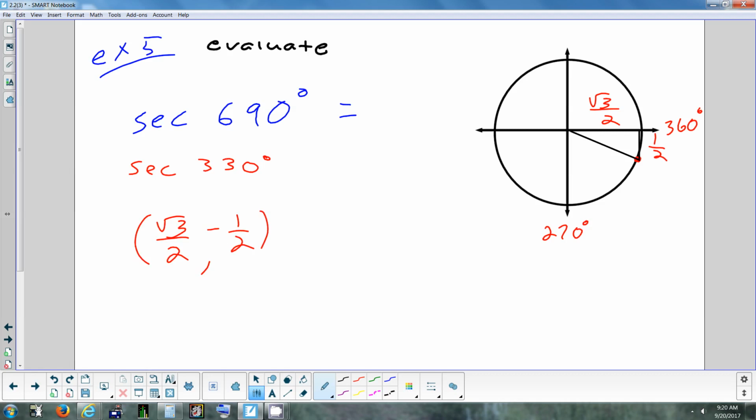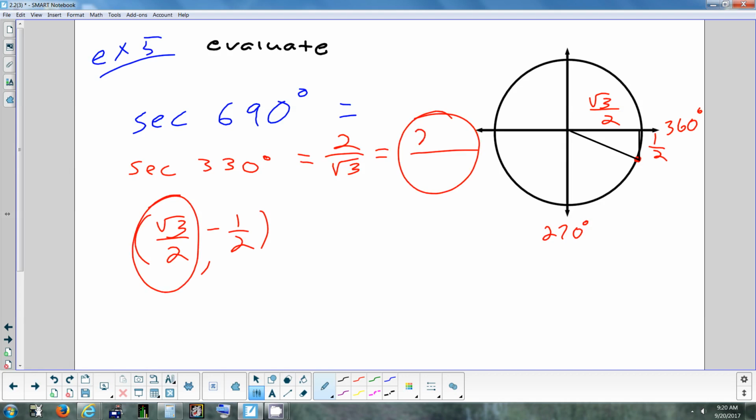So Alex, what's the secant again? What's the formula for it? 1 over x. So we got to take the x value and flip it. And when I fix that, Mason, what will I get? 2 root 3 over 3. Perfect. 2 root 3 over 3. Yep. Great. Any questions on that one?